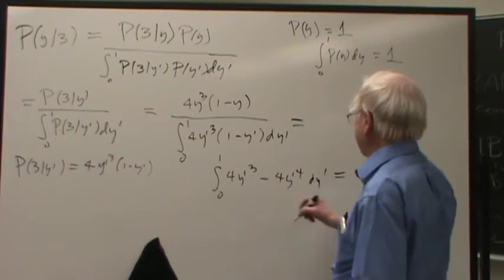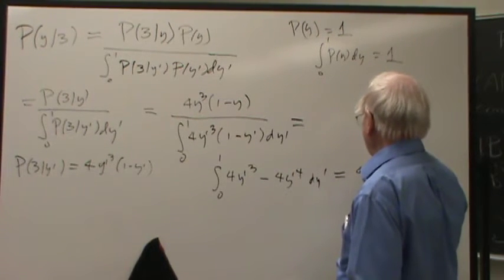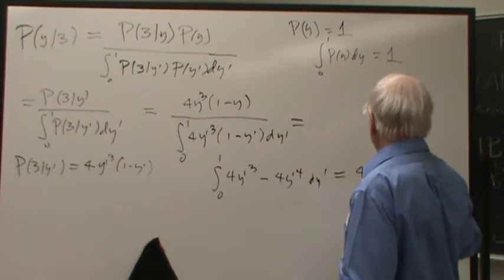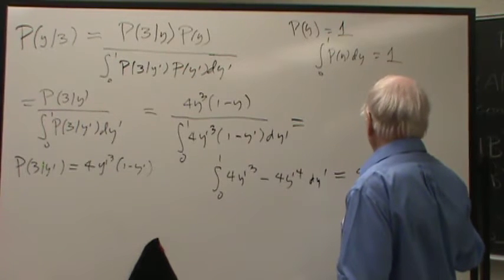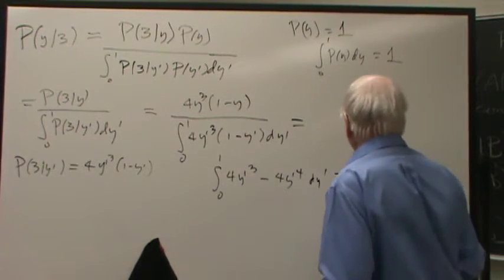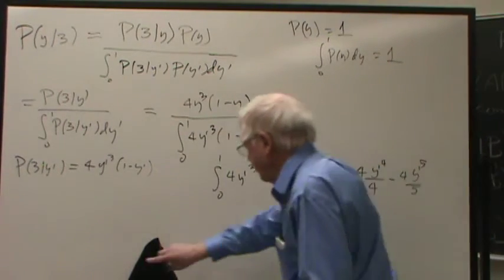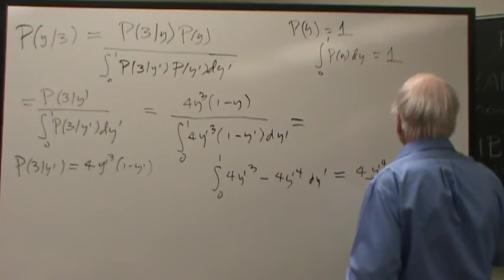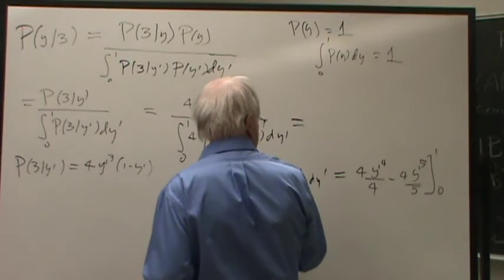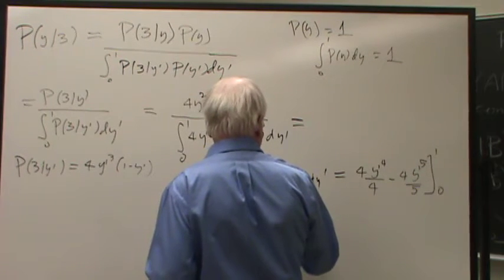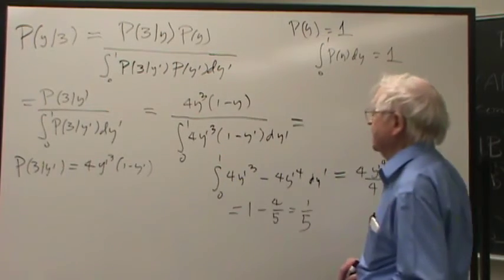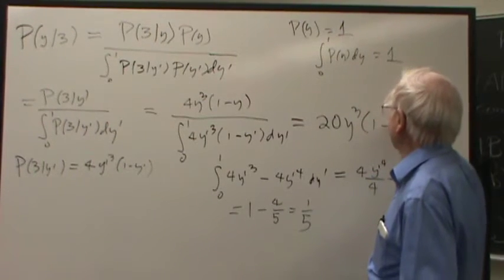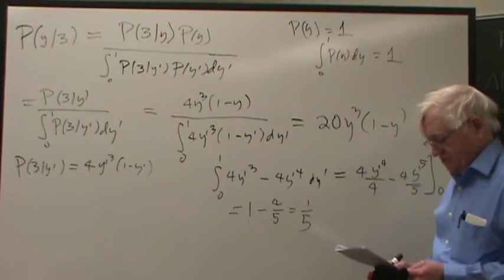So, this thing is 4 y prime to the 4th over 4 minus 4 y prime to the 5th over 5, right? But now setting y prime equal to 1 just means we get rid of it. Evaluated from 0 to 1, this is 1 minus 4/5, which is 1/5. So this is 1/5, so this is 20y cubed, 1 minus y, which is what's in my notes here.